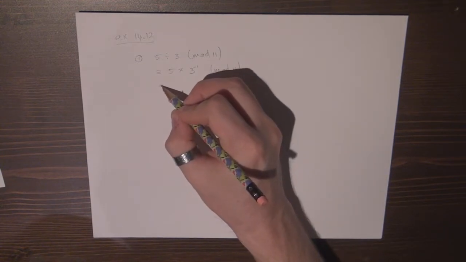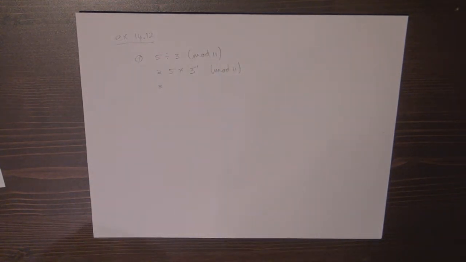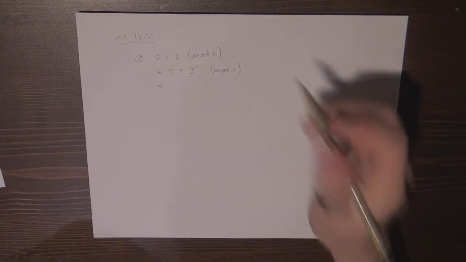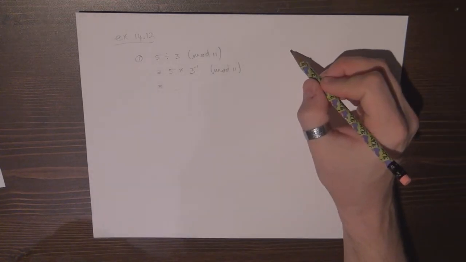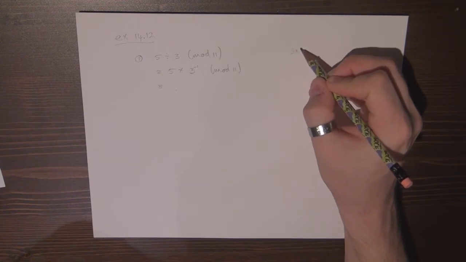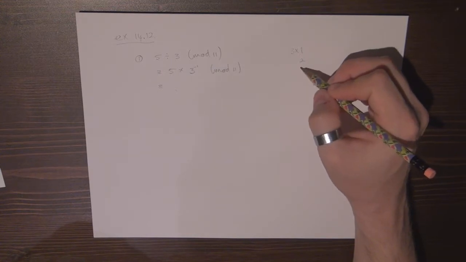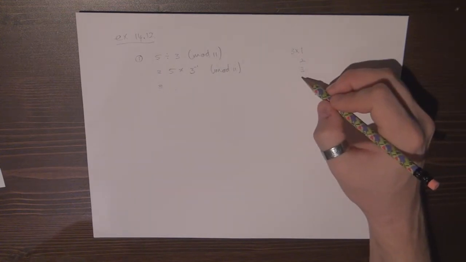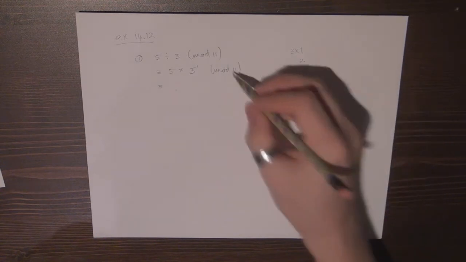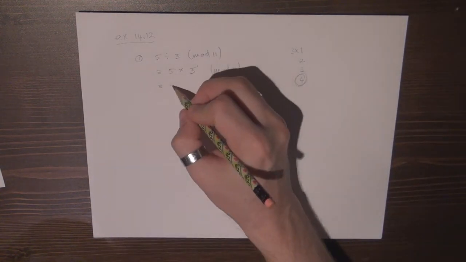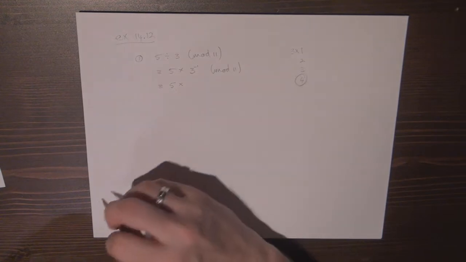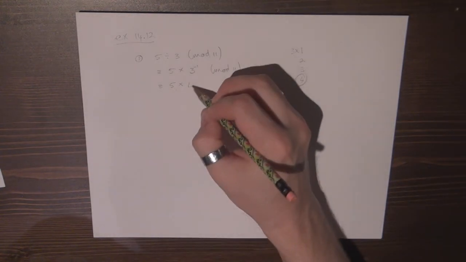So now I have to find what is the multiplicative inverse of 3 mod 11. Well, 3 times what gives me 1? I'll do it on the side here. 3 times 1 is not 1. 3 times 2 is 6. 3 times 3 is 9. 3 times 4 is 12, which is 1 mod 11. So the multiplicative inverse of 3 mod 11 is 4.